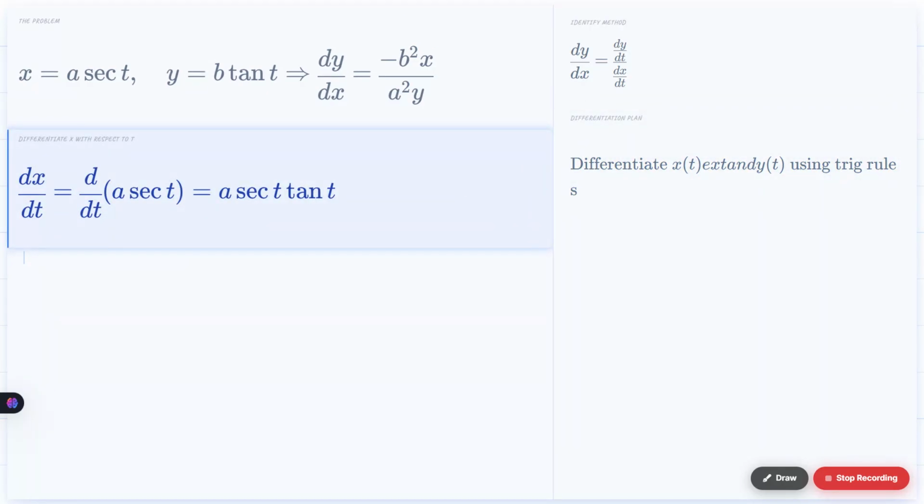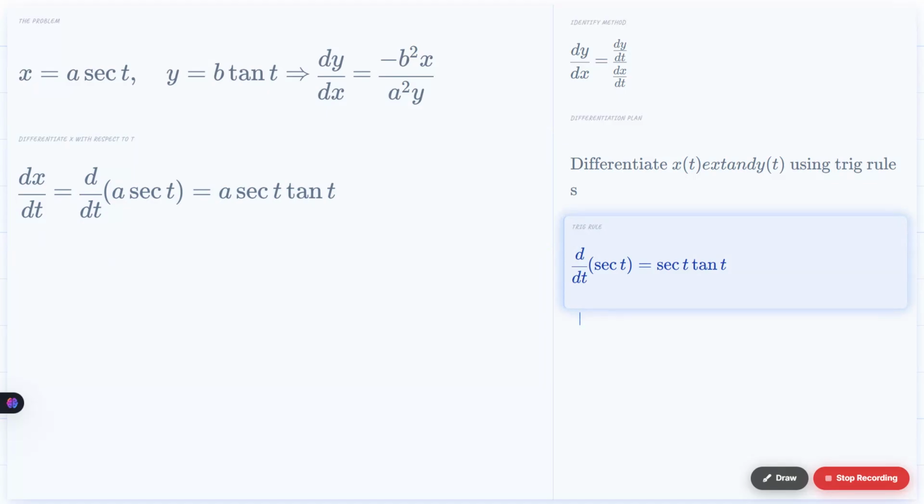We find the derivative of secant with respect to t. We do this to get dx divided by dt. The rule says we multiply by secant times tangent. We note that the derivative of secant is secant times tangent. We state this to use it in our math. This is a standard rule for trigonometry.